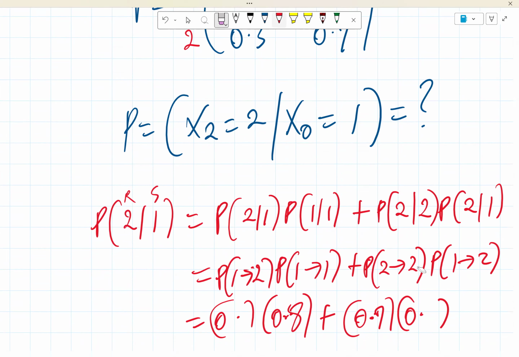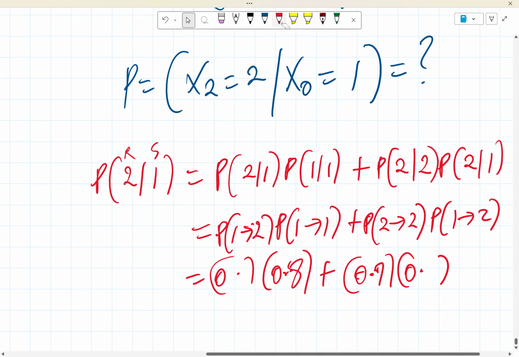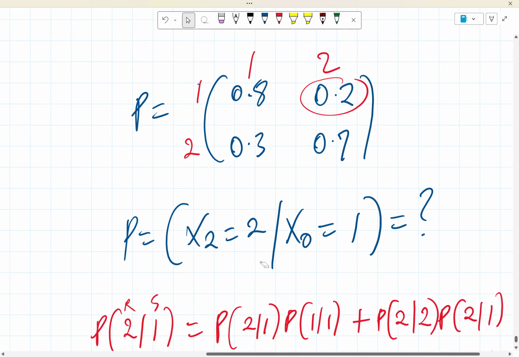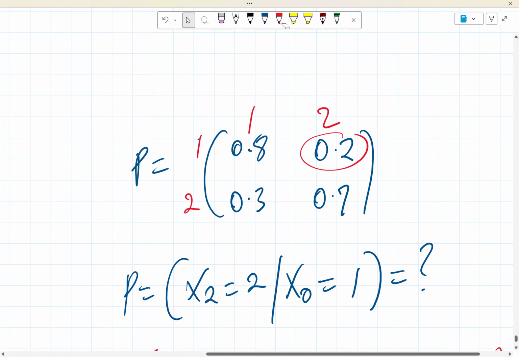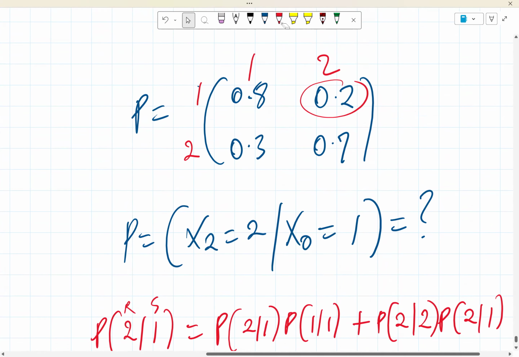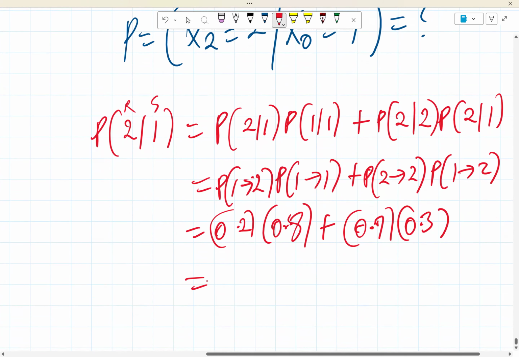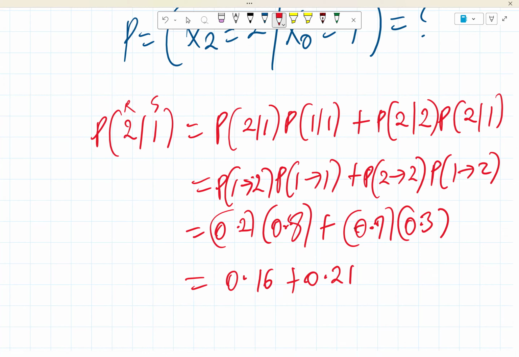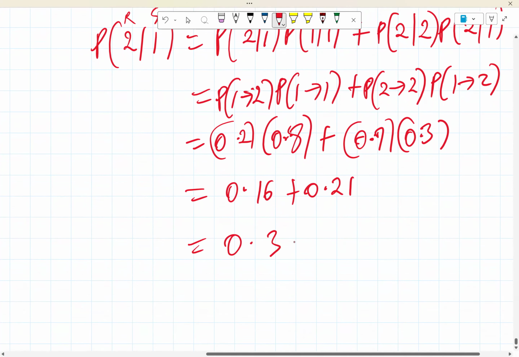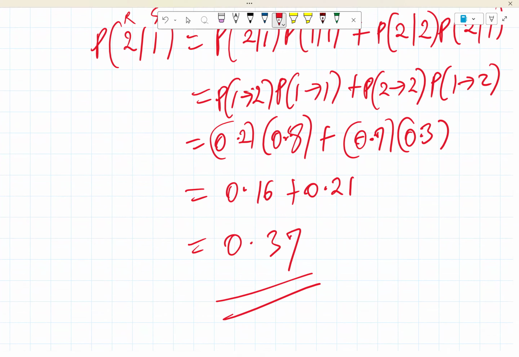So probability 2 given 1, that is 1 to 2. That is 0.2. Then 1 to 1 is 0.8. Then 2 to 2 is 0.7. Then 2 to 1 is 0.3. Okay, I think that first one was good. So 0.2 times 0.8, that's 0.16. 2 times 8 is 16, so 2 decimal places, plus 0.21. So all of that will just be 0.37. So that's a two-step thing we are doing there. 0.37 when we add all of that up.